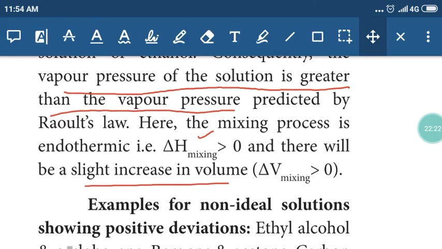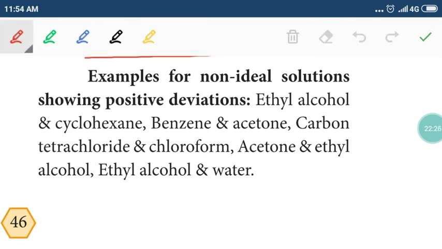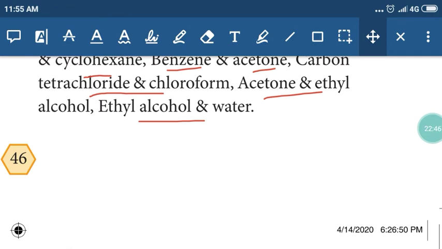And many examples are given for non-ideal solutions having positive deviation: mixing ethanol with cyclohexane, mixing benzene and acetone, adding carbon tetrachloride and chloroform, adding acetone and ethanol, mixing ethanol and water. These are all examples of non-ideal solutions having positive deviations.